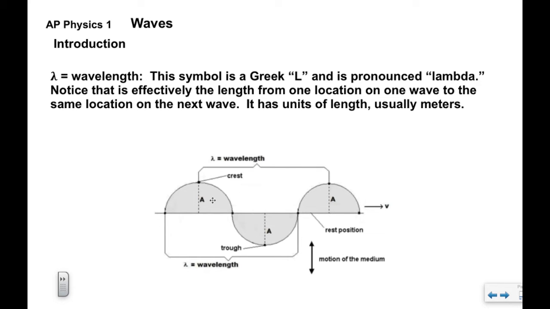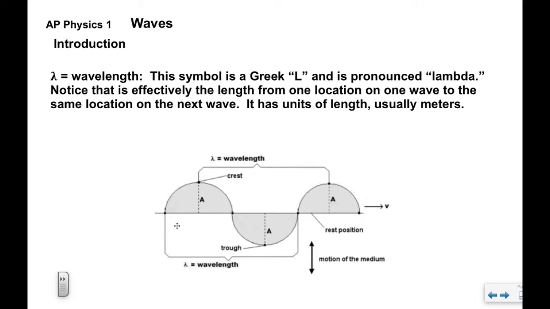A couple things about this diagram that you want to look at closely. This symbol is a Greek lowercase lambda. It indicates the wavelength. It's effectively the length of the wave from the location on one wave to the same location on the next wave. In this case, we're looking at the wave crest here, which we'll get to in a moment, to the next wave crest. This would represent one wavelength.